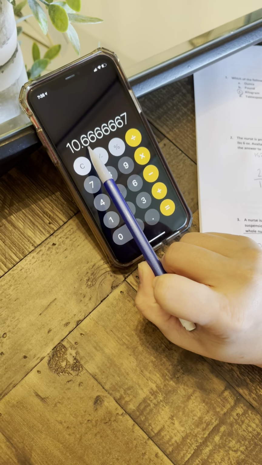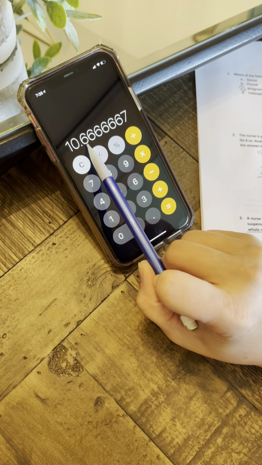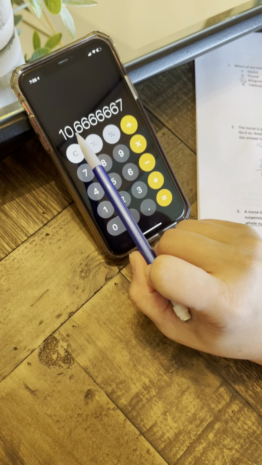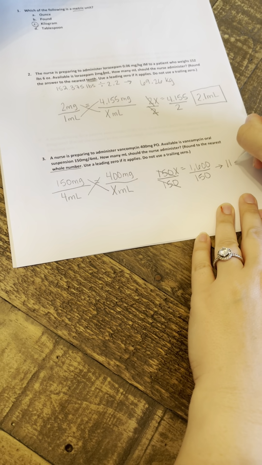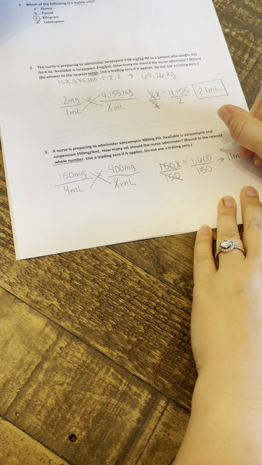And our question wants us to round to the nearest whole number. Because this is greater than 5, so if anything 5 and up, you're going to round up. So it's going to be 11. So our answer is 11 mLs.